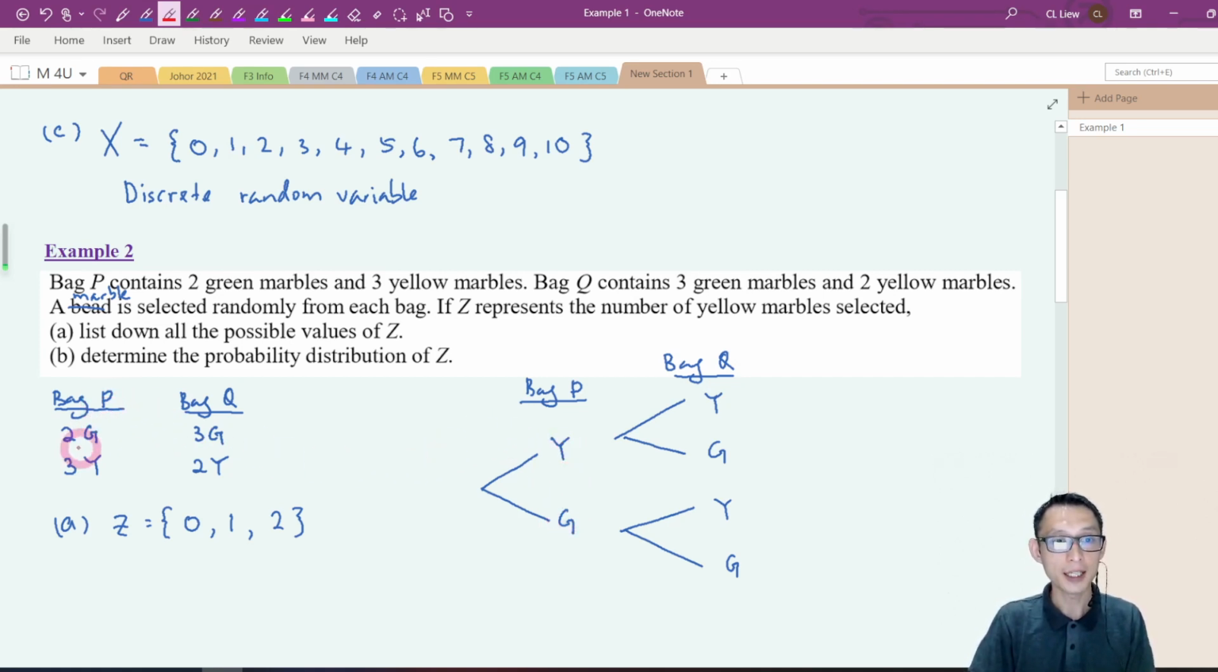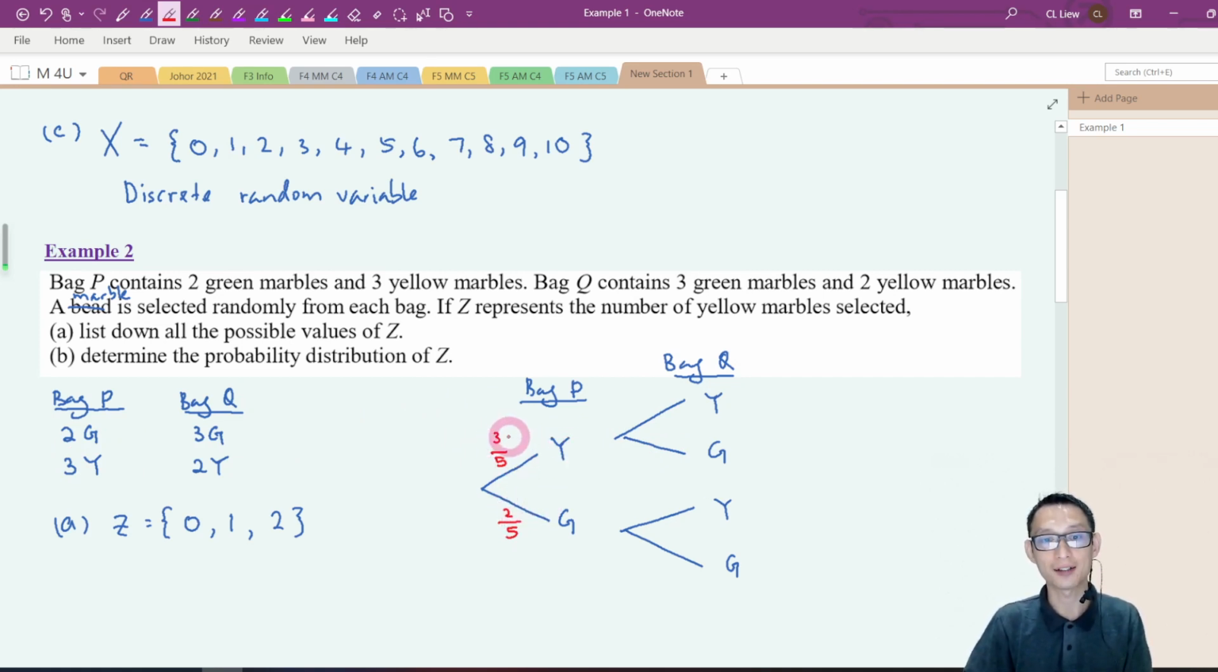So for bag P, I have 5 marbles total, right? 2 green, 3 yellow. So total will be 5. Here will be 5 as well. Okay, and I have 3 yellow marbles. I'm going to write 3 over here, and this is 2.